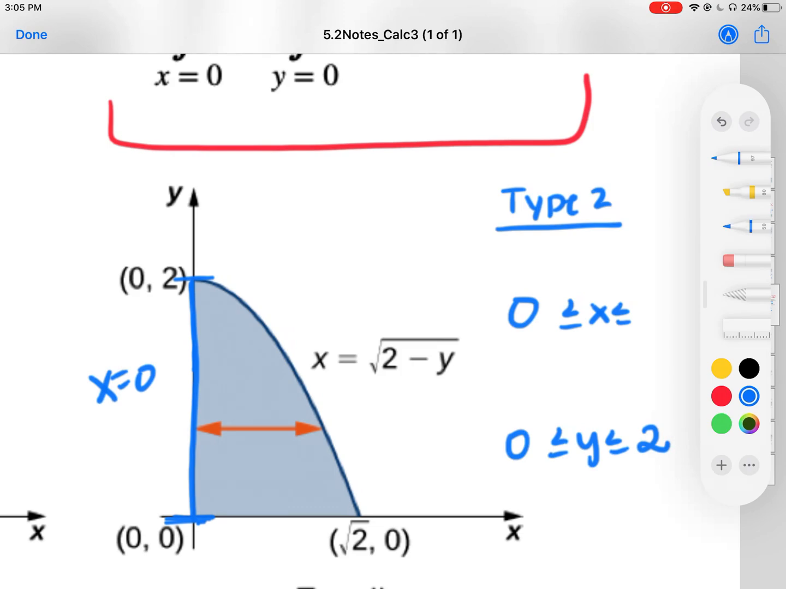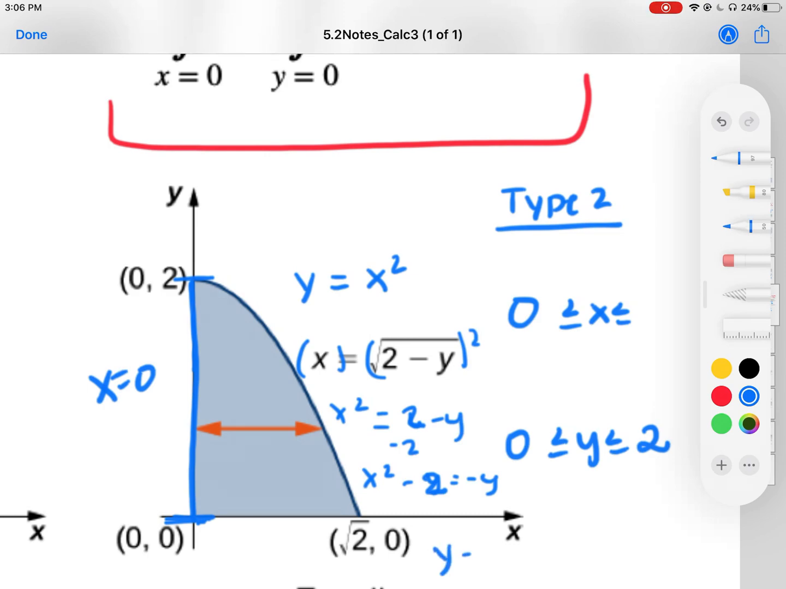Now my argument's in terms of y. So I need to rewrite it so that I have x is equal to, I take the square root of both sides, get x squared. Let me show that work. y equals 2 minus x squared, and we go ahead and we can move the 2 over. So I have x squared minus 2 is equal to negative y. And then we divide by negative 1, so we're left with 2 minus x squared. So I have 2 minus x squared as my argument for y.